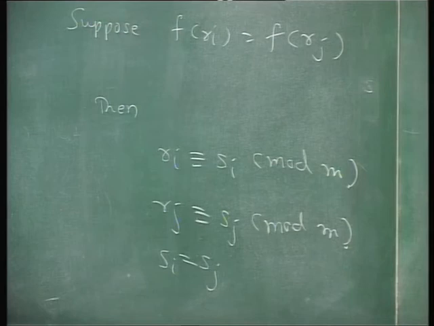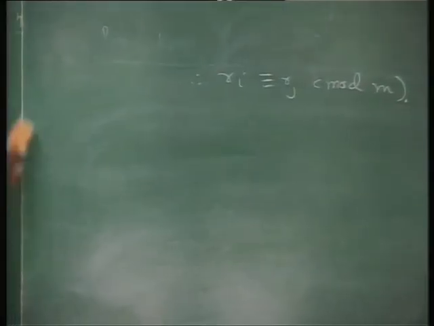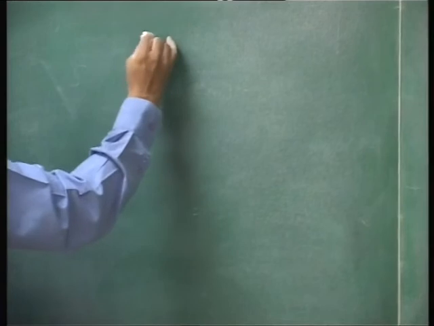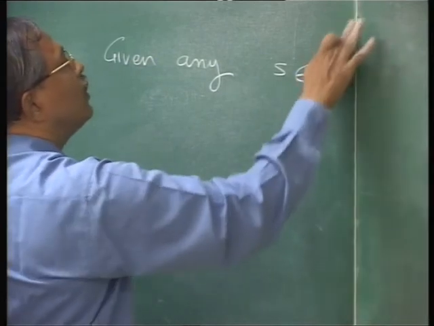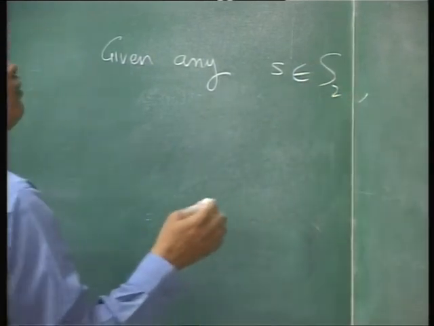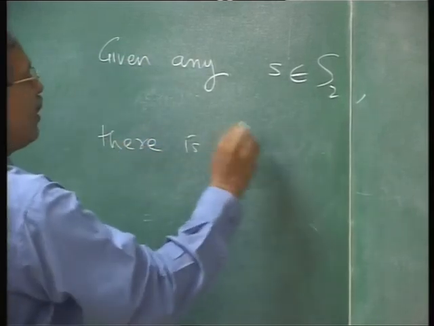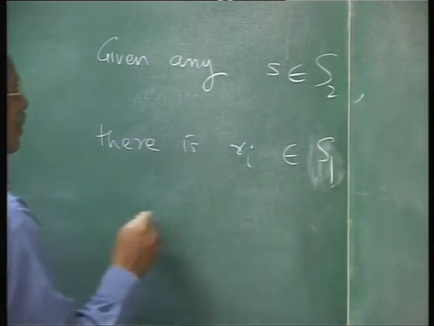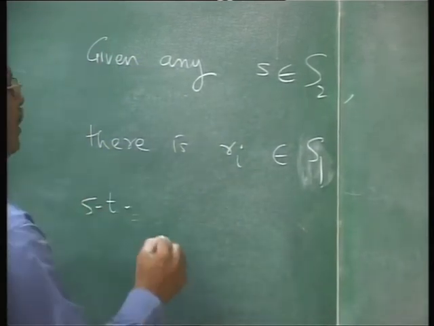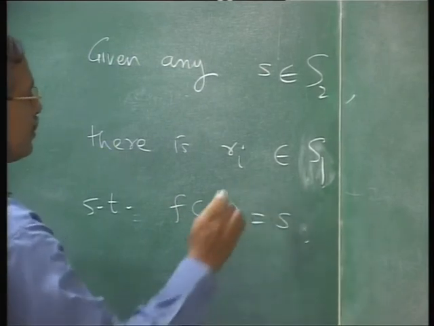Maybe you can see that it is onto. Maybe that is for this part. Let me show that it is onto. So, given any S belonging to S2, there is Ri in S1 such that f of Ri is equal to S.